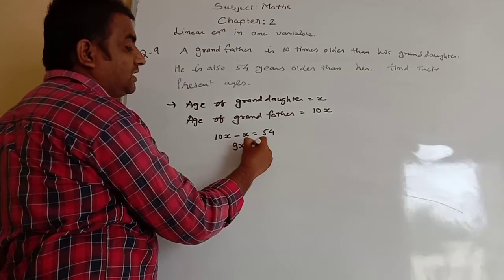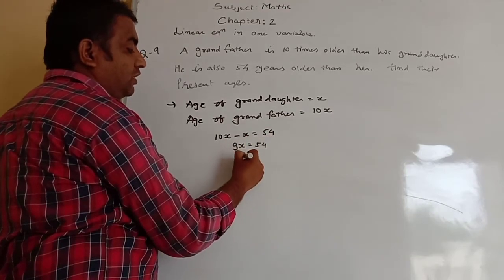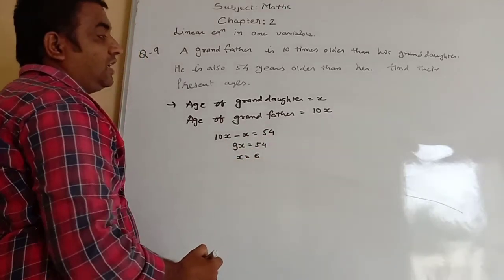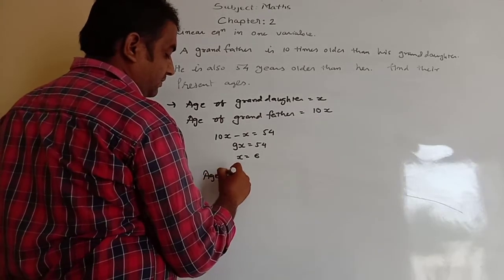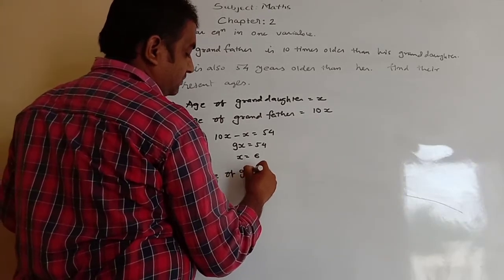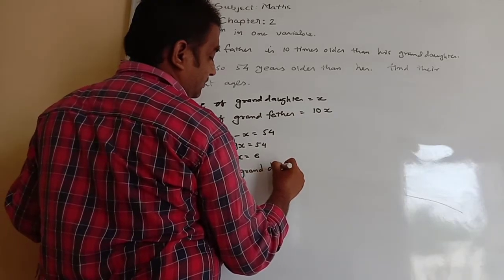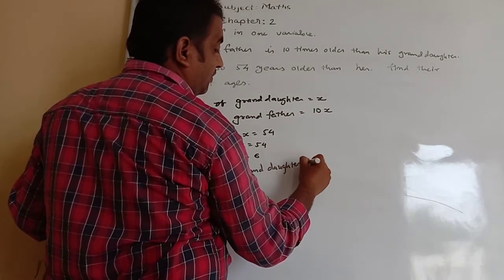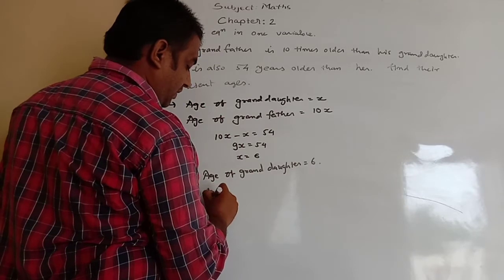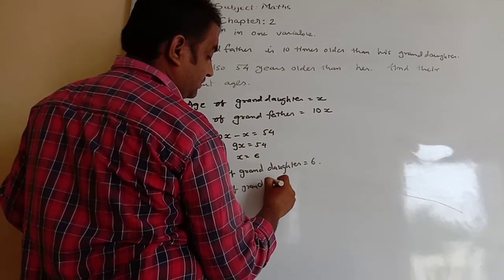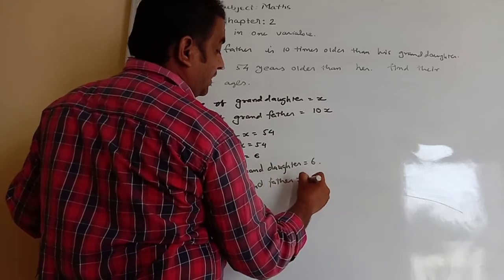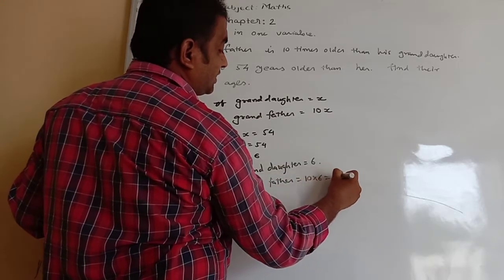So 9x equals 54. So x equals 6. Now x equals 6, so the age of the granddaughter will be 6, and the age of the grandfather will be 10 into 6, which is 60.